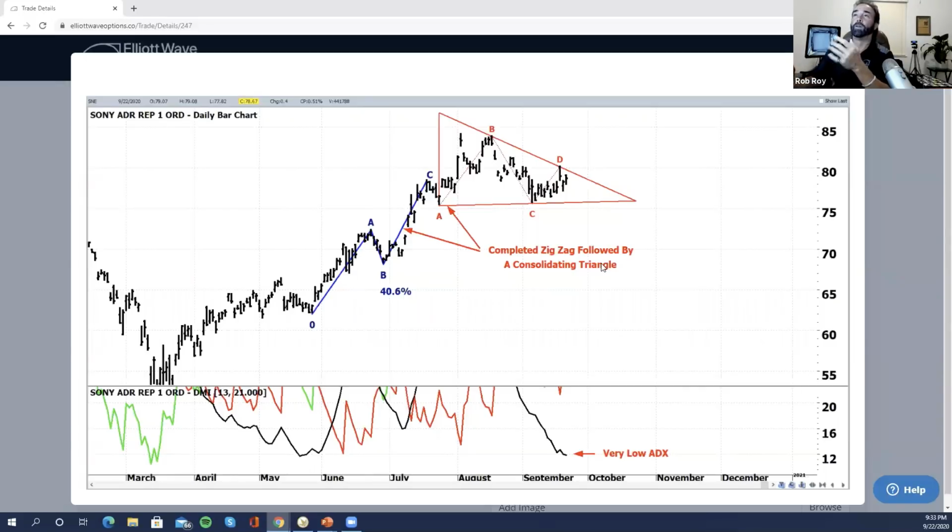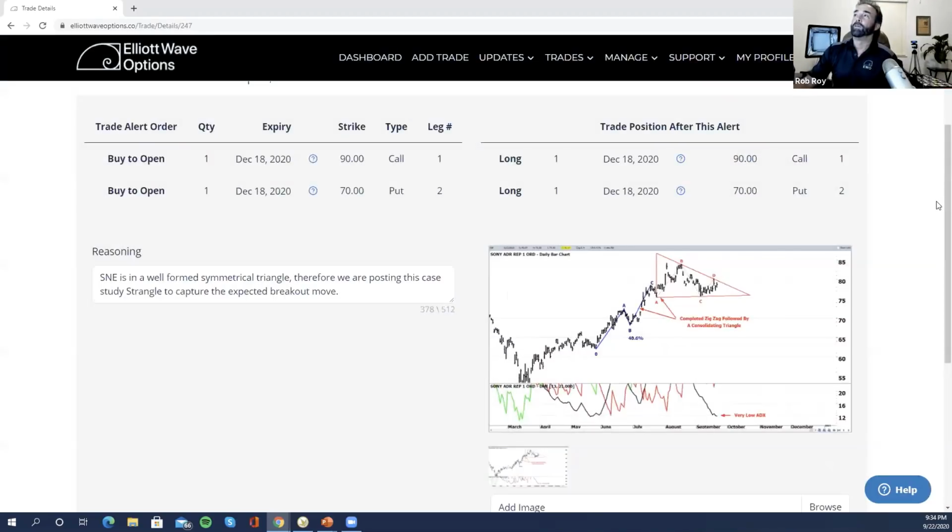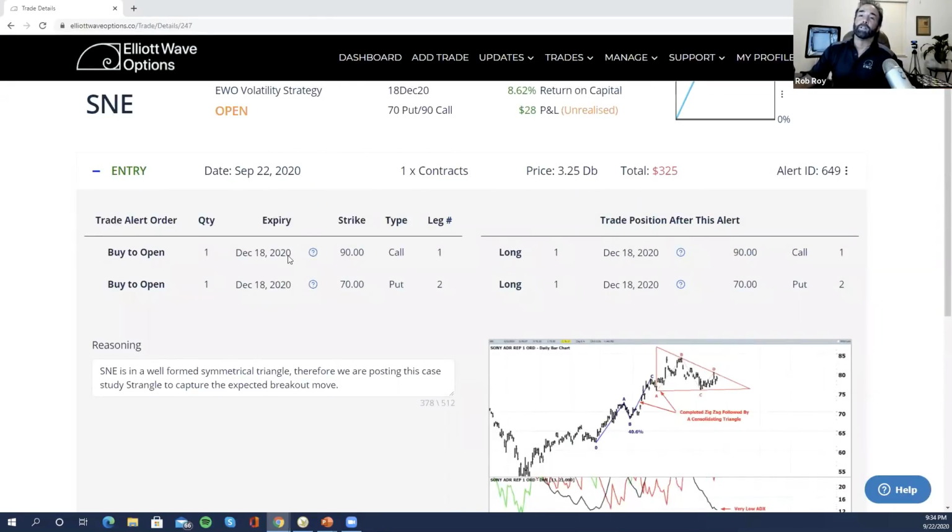But it also was an example of, hopefully you could see that, this little triangle, the zigzag, and then the consolidating triangle here, a much larger one than that little one there in May. But anyway, I hope you get to that point if you haven't already. It was a December, and the stock's trading at just under 79, which is kind of in the midpoint between the 90 and 70.